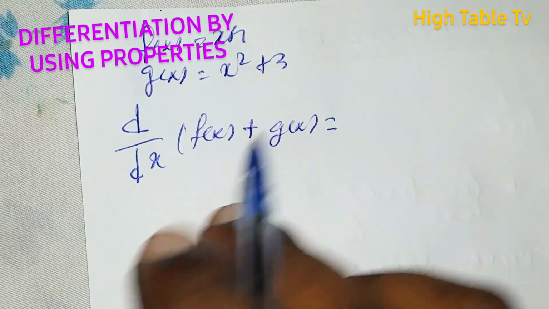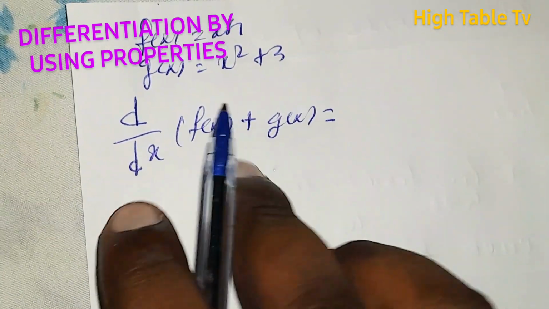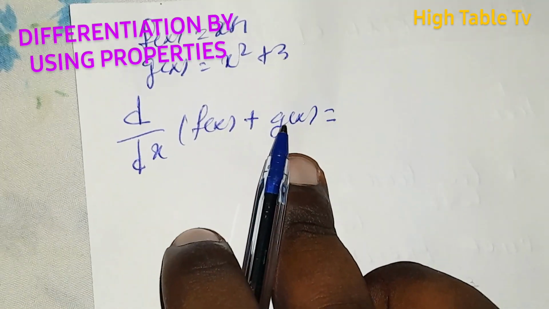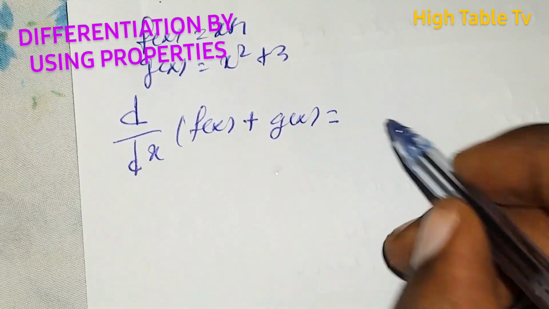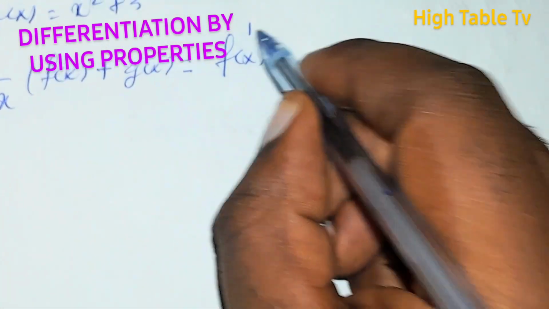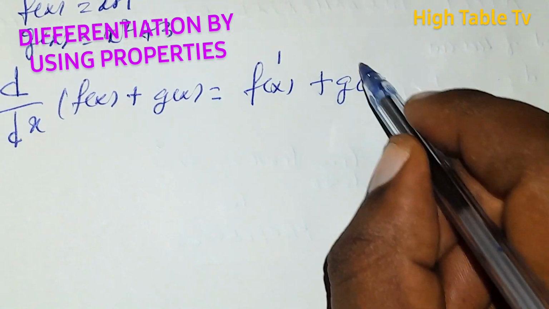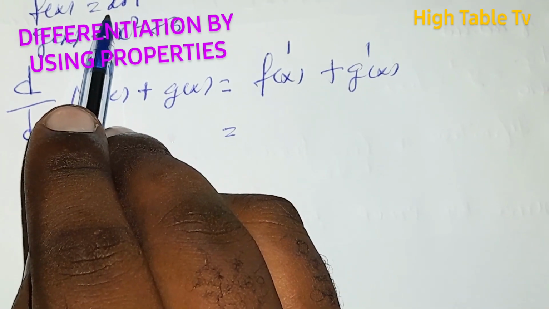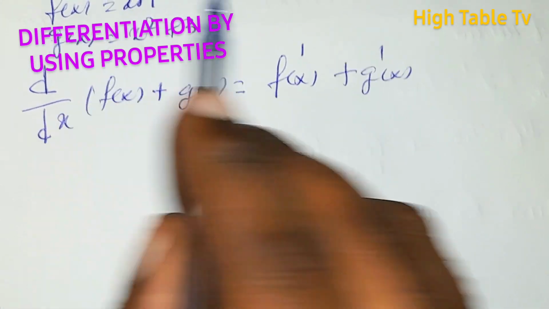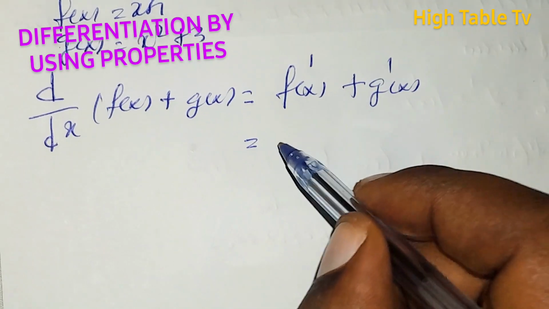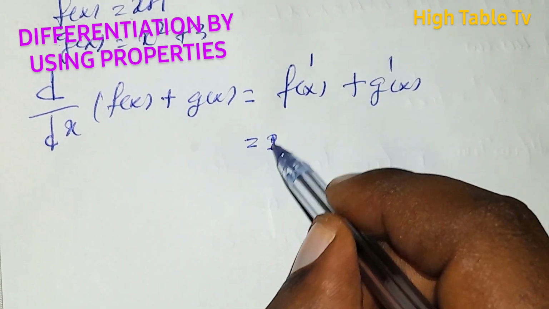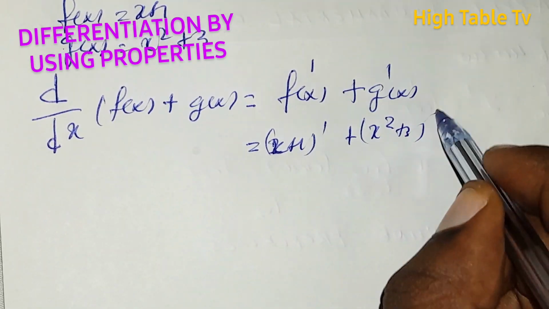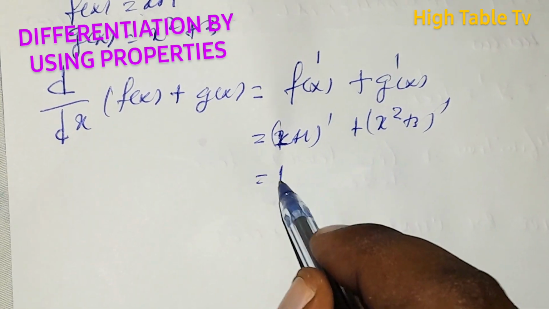It means that it will be easy if we find the derivative of f(x), and then to the answer we get here, we can just add the derivative of the second function, g(x). So it means you can have the derivative of f(x) plus the derivative of g(x). So it will be equal to the first function here. You see, we have our x. By referring to the second property, we know that the derivative of x will be equal to 1. It means that we have the derivative of x plus 1 plus the derivative of x squared plus 3.